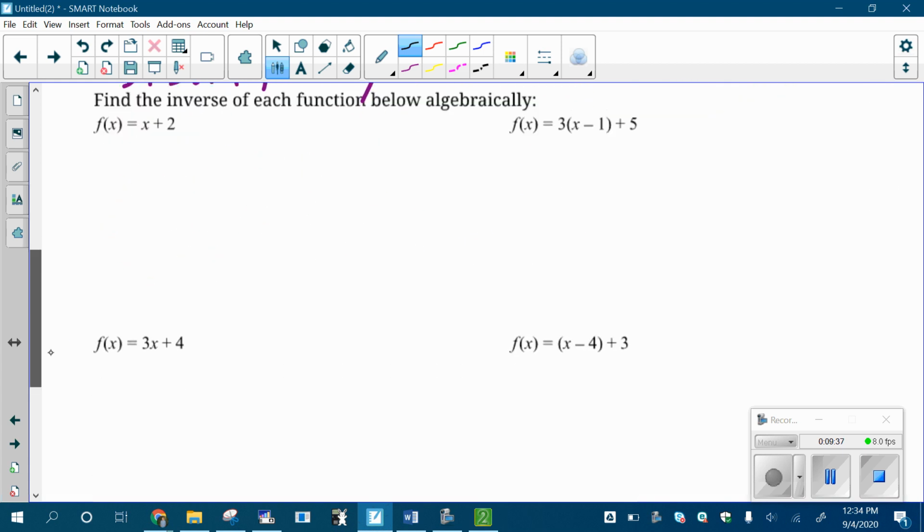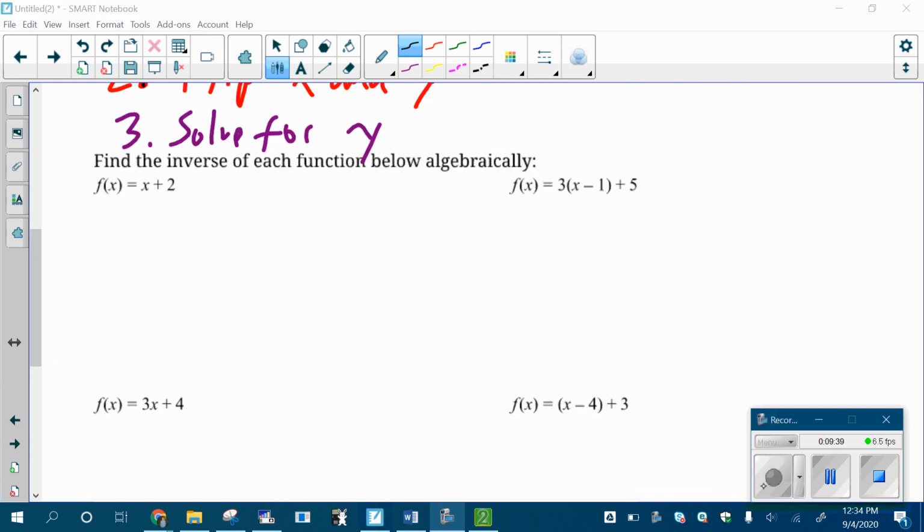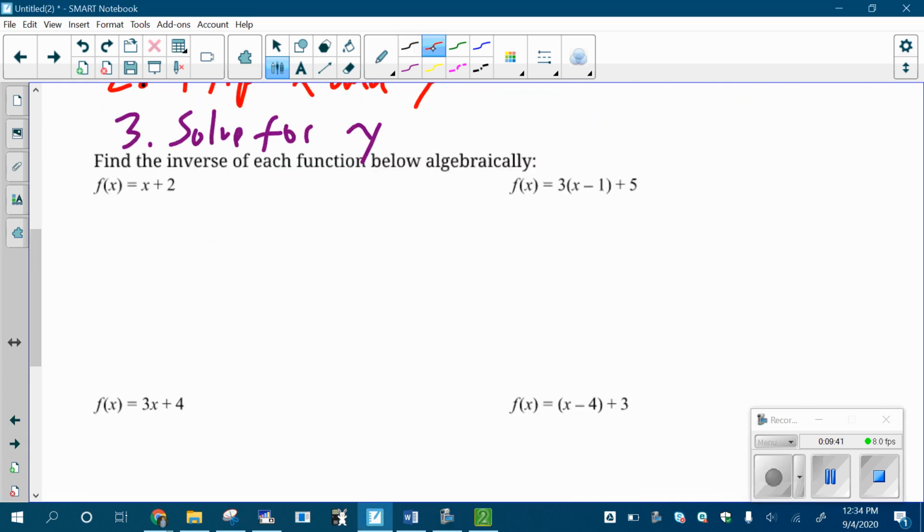All right, so actually let's do a couple of these, okay? First one's easy because it's a simple function, but I want to go through the process of these. So we have a function here, f of x equals x plus 2. We want to find what function would undo that function. Now, I'm going to replace the f of x with a y.